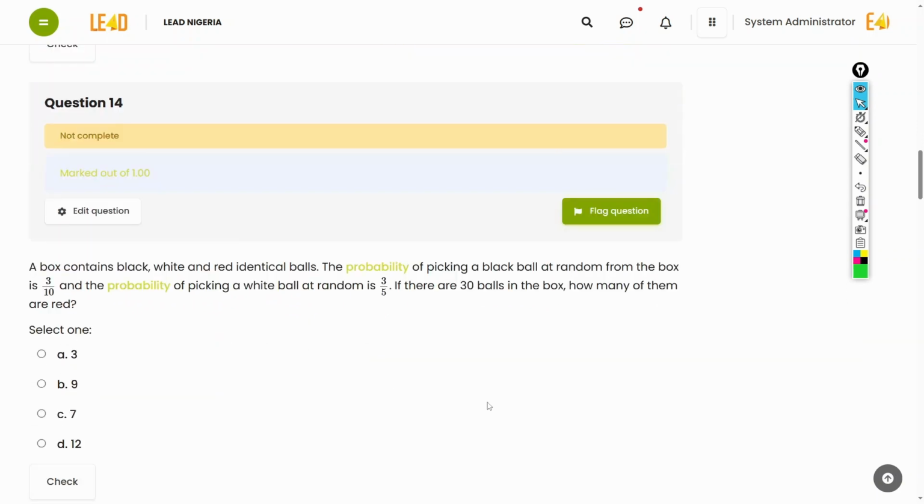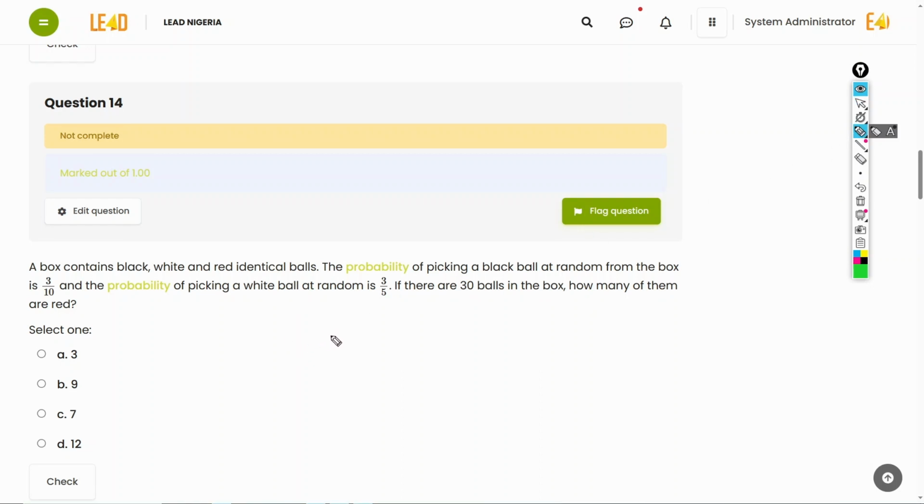Okay, so a box contains black, white, and red identical balls. The probability of picking a white ball or a black ball at random is 3 out of 10. Probability of picking a white ball at random is 3 out of 5. If there are 30 balls in the box, how many of them are red?